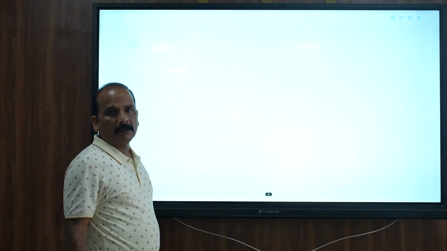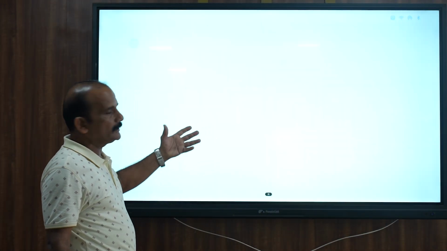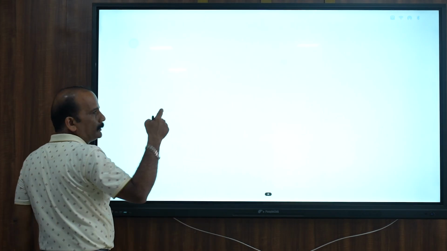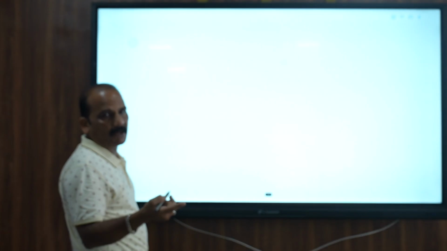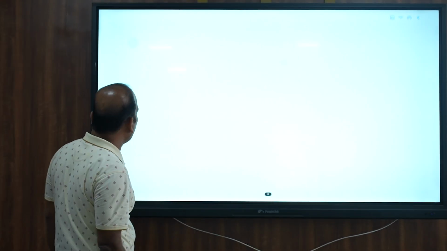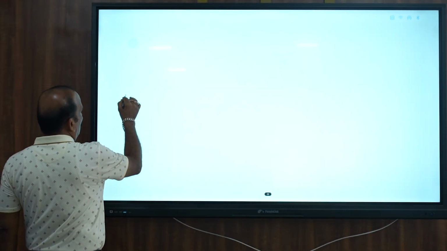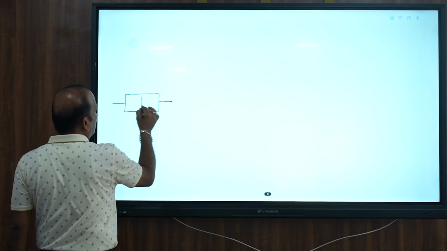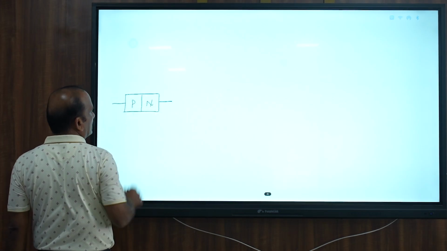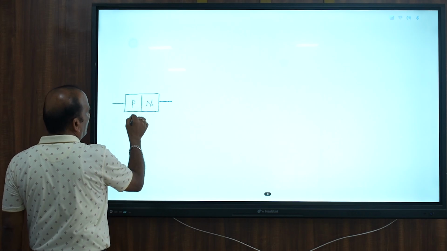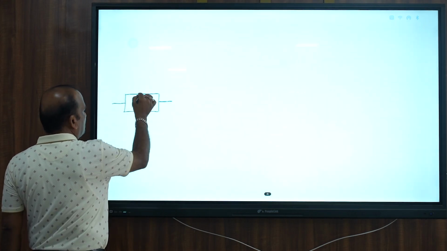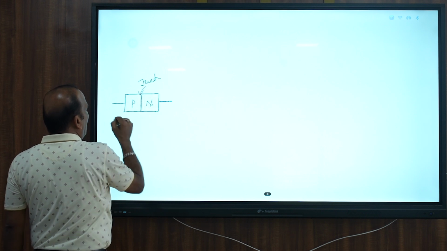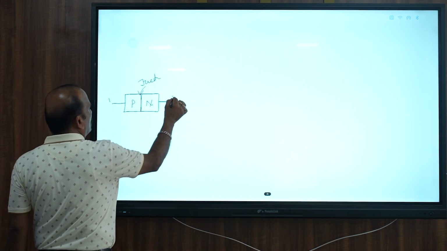So let us consider the transistor. Actually, before going to the transistor, let me discuss something about the diode. As you know, when a p-type semiconductor is suitably joined with an n-type semiconductor, a p-n junction is formed. This is your p-n junction, and it has two terminals, 1 and 2.